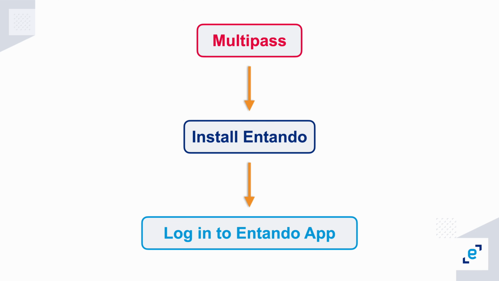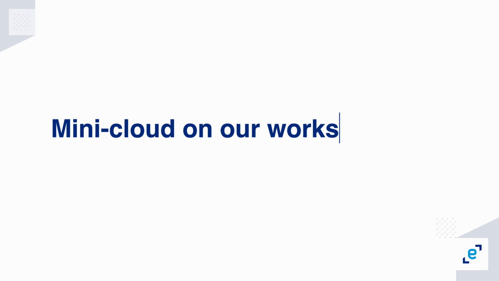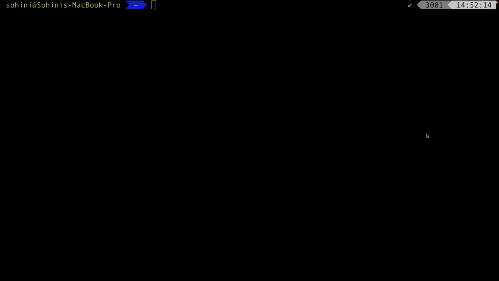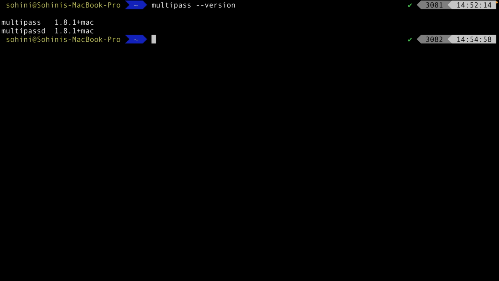What is multipass? Multipass is a mini cloud on our workstation using native hypervisors of all the supported platforms like Windows, Mac OS, and Linux. Now, we'll move on to install multipass using this command. If we have it installed, we just check the version using this command. For me, it's installed, so I'll go ahead and just check the version.